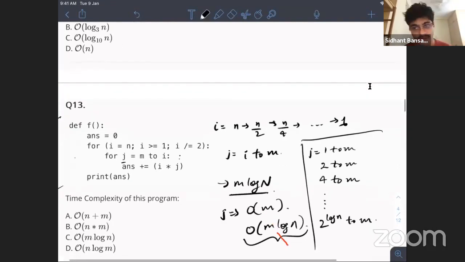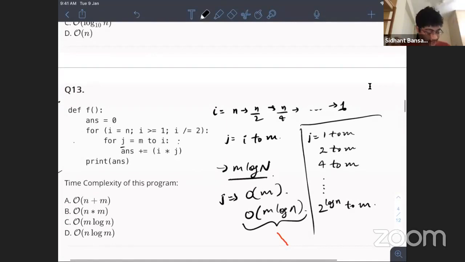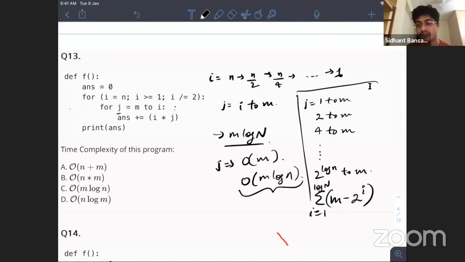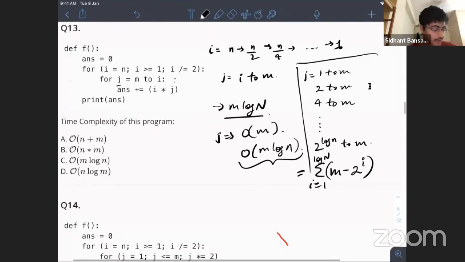Okay, that's a good question. So in this case, j goes like this, right? And if you try to sum this up, it's basically m minus 2 to the i, where i goes from 1 to log n. You're basically trying to calculate this summation. That's how many times j runs. This is the entire total number of steps. If you try to solve this, I think this will still come out to be m log n, because the outer thing comes out to be m log n.